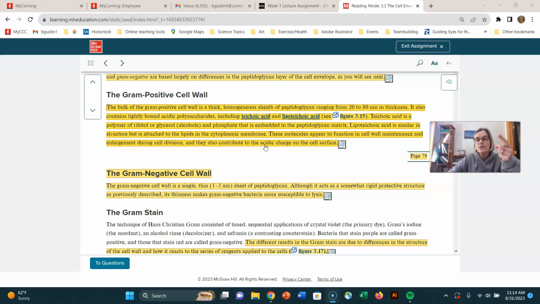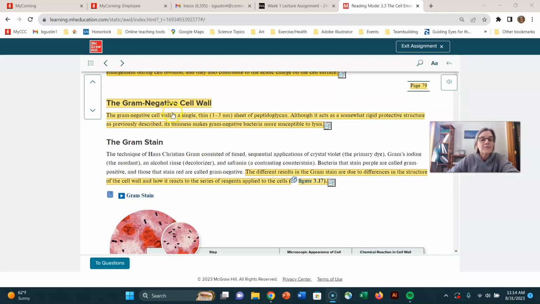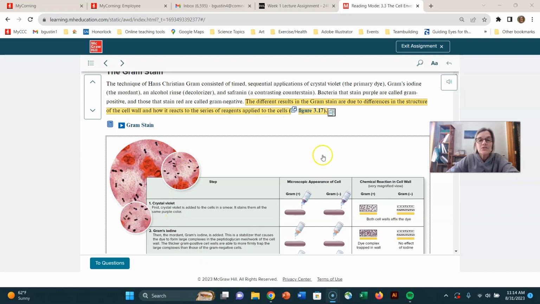Gram-positive stain purple in the gram stain, and they have thick layers of peptidoglycan. The gram-negative cells stain red in the gram stain, and they have a thin layer of peptidoglycan and an outer membrane that has LPS. Here it goes into a little bit about how the gram stain works. In week 5 lab, I believe, we actually learn about the gram stain, and we do virtual gram stain.